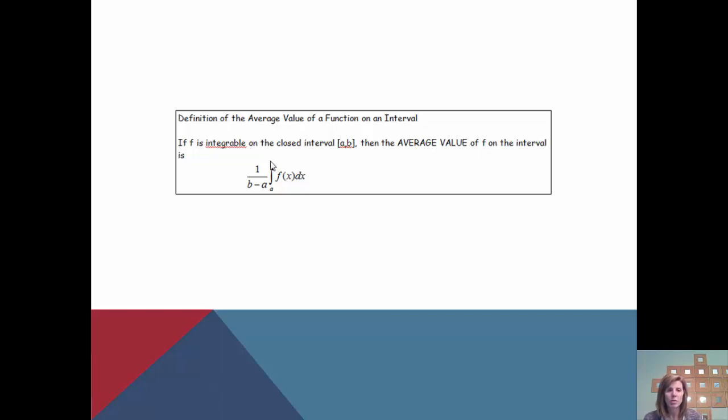So basically what this is doing is finding the area under the curve, and then we're multiplying by 1 over b minus a. We're pretty much dividing by how many units there are in between. So we really are just taking an average. This is just our fancy way of taking that average.